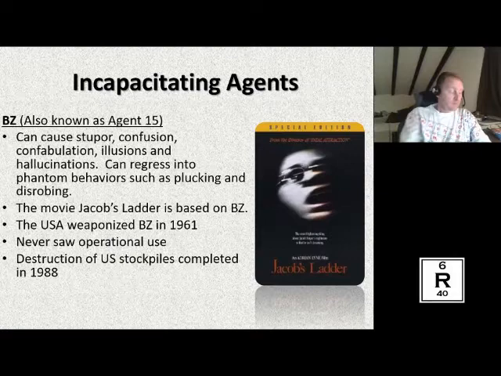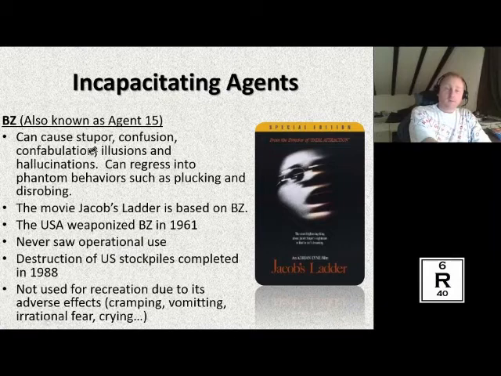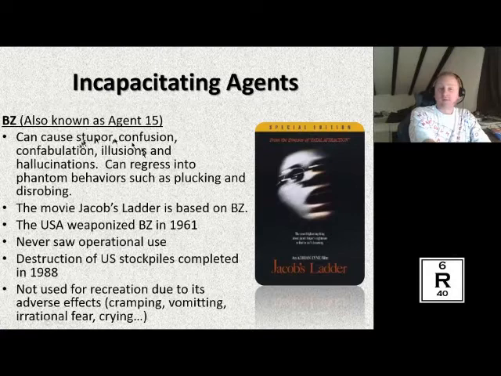You might think up to this point, like, well, you know what? People do drugs to act stupid and to forget and to be confused and to have illusions and hallucinations. How come I've heard of the other three, but I haven't heard of BZ? Why aren't people using BZ? Well, it's got some really bad aspects. Really, really bad aspects. All drugs do, but so much so that this is not something people use recreationally. And this is because BZ will cause severe cramping, vomiting, irrational fear, and crying. It's not really something that you want to do for fun.